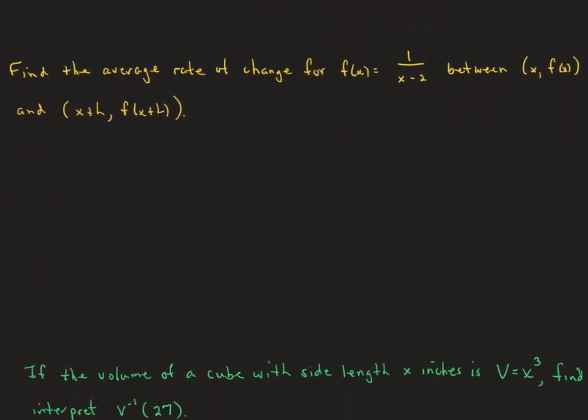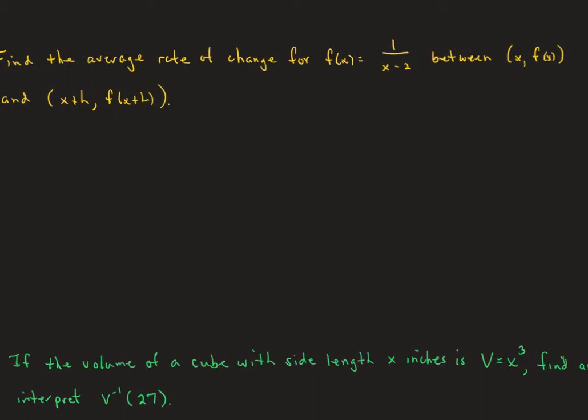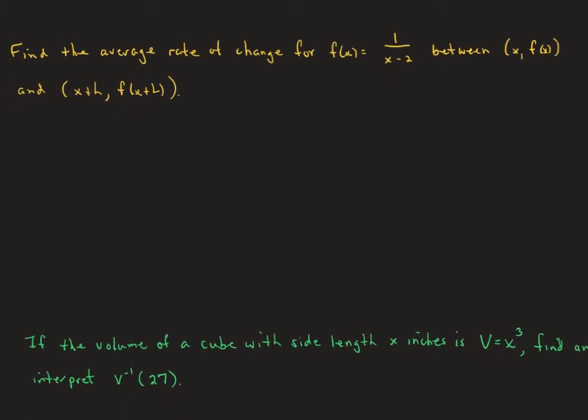Okay, let's see what else we've got here. So let's find the average rate of change for f of x equals 1 over x minus 2 between x, f of x and x plus h, f of x plus h. So this is a little bit of an upgrade in difficulty from what we've done before. So we're going to take f of x plus h minus f of x all over the x plus h minus x.